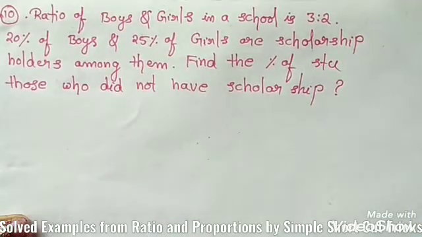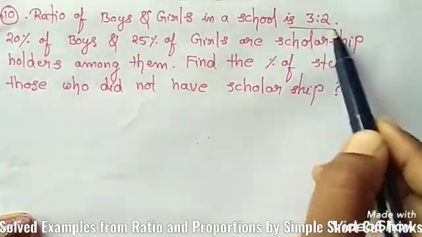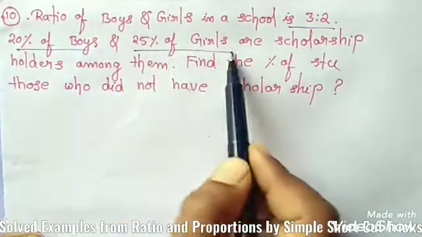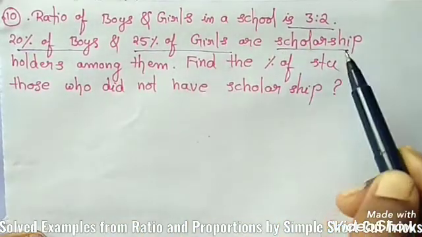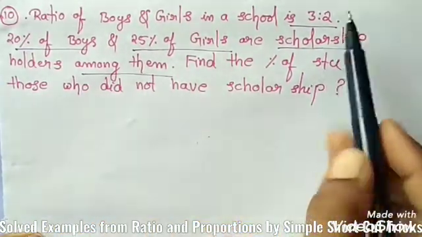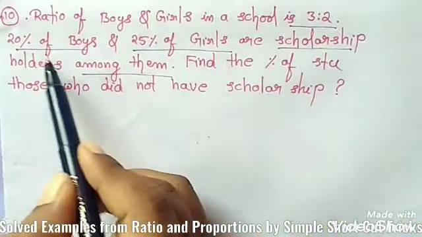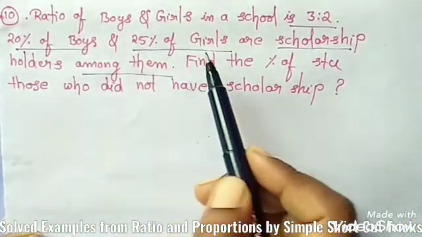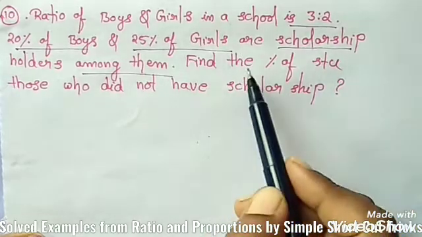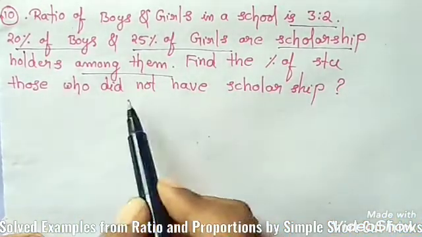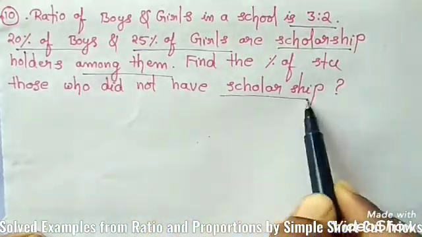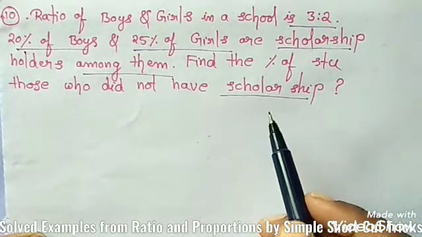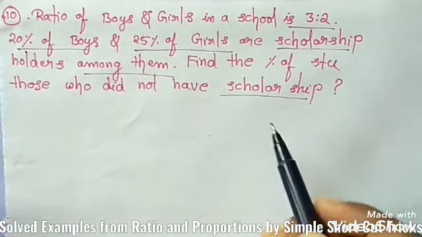The ratio of boys and girls in a school is 3:2. 20% of boys and 25% of girls are scholarship holders. Find the percentage of students who do not have a scholarship. Now we have to find the percentage of students without a scholarship. This is the question.